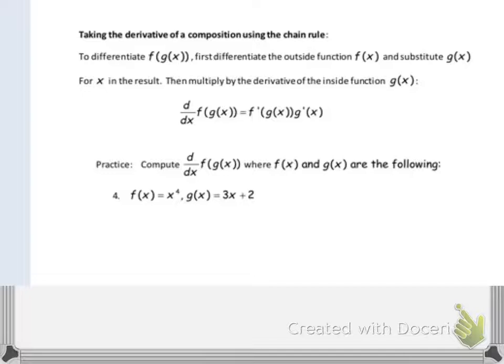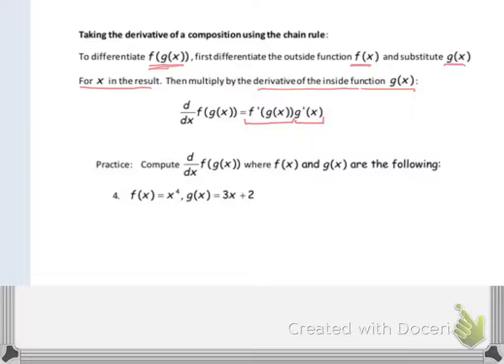Okay, so here they're saying taking the derivative of a composition using the chain rule. So to differentiate this composition, first what they want you to do is differentiate the outside function. That would be the f of x. Then you're going to substitute the g of x in for the x in the result. Then multiply by the derivative of the inside function. So here, take the derivative of your x, replace all your x's with g of x, and then multiply that by the derivative of the g of x function.